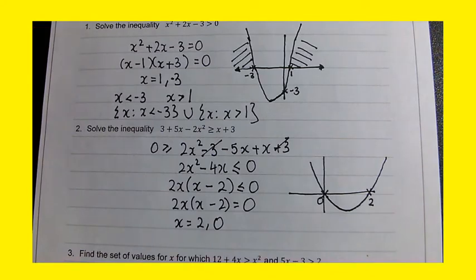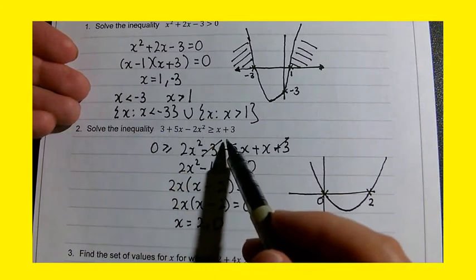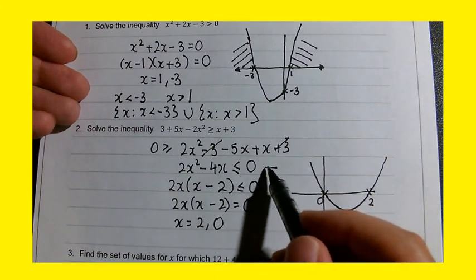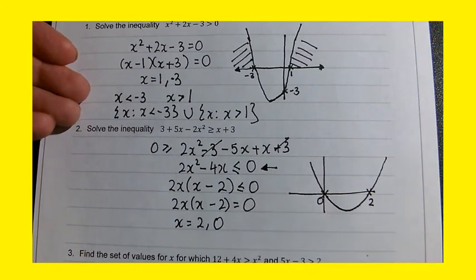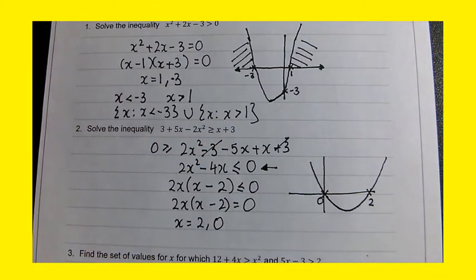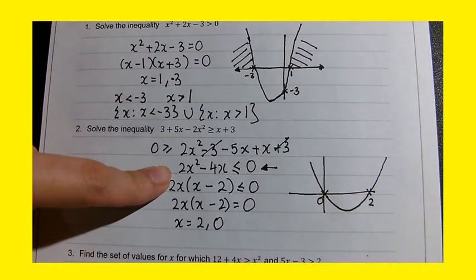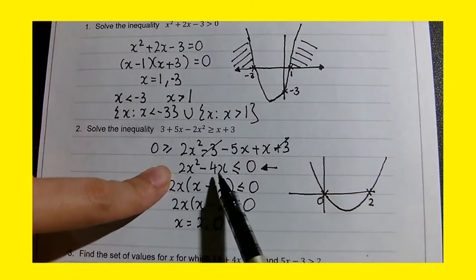And the question is saying, well, I've changed the question from something that looks quite difficult to this. This is now the question: solve this inequality. I've just changed the question to something which I can handle. Okay, so I need to solve this inequality.